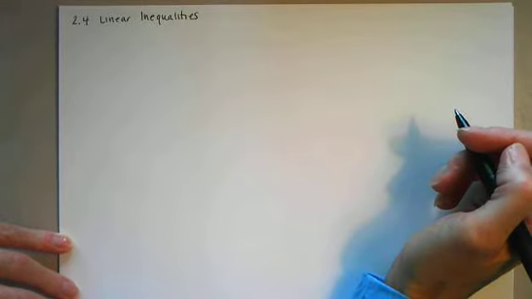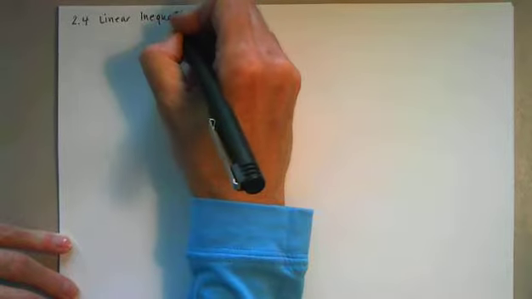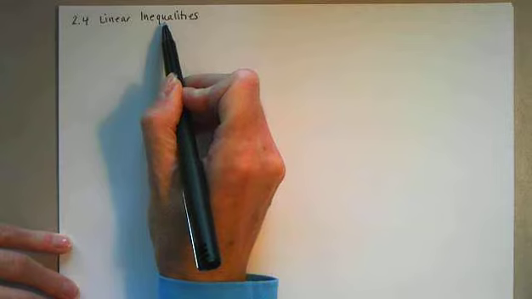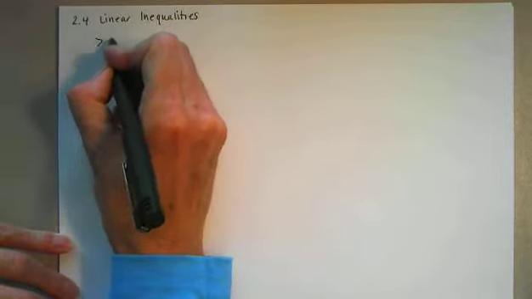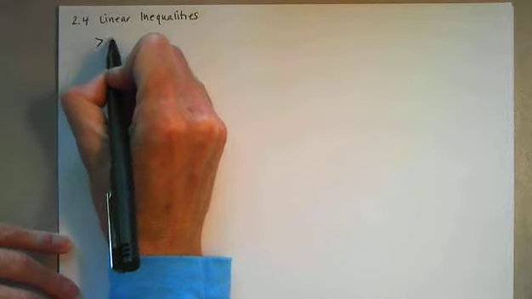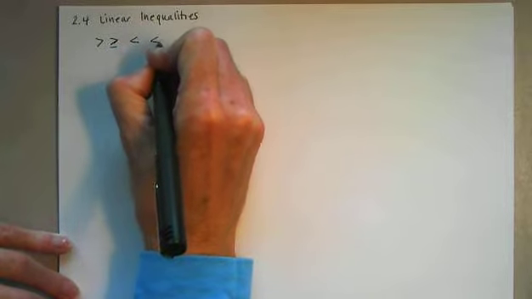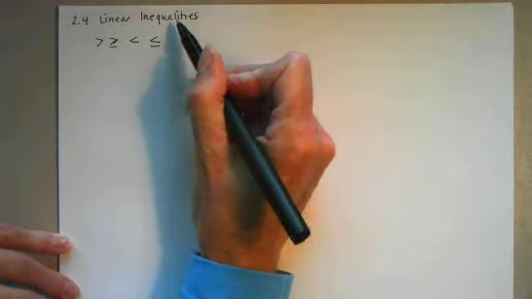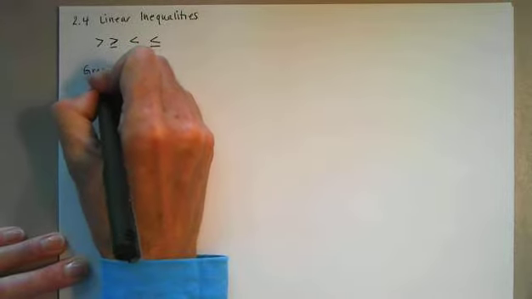Alright, 2.4, we're talking now about linear inequalities. A linear inequality means that they are unequal instead of equal. So this is where you see inequality signs. This one means greater than or equal to, less than or equal to. Those are inequalities. And so to start out with, let's just make sure that we understand what their notation means.